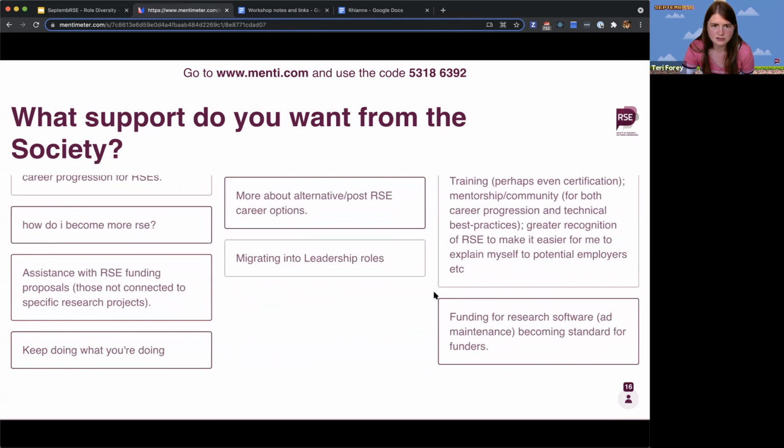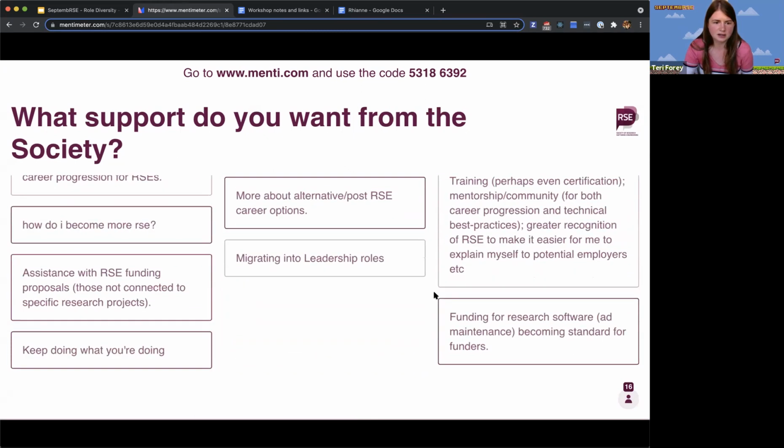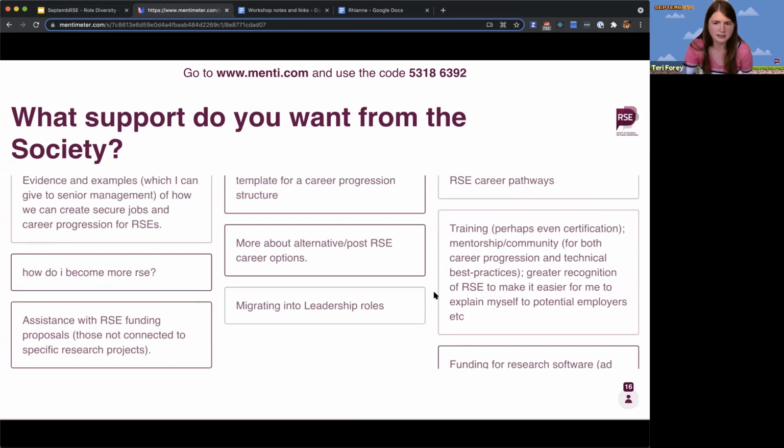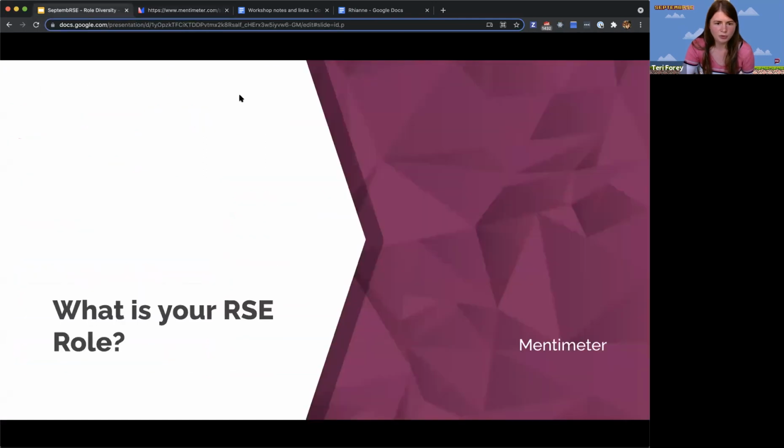Anything else? This is the end of it, by the way. So I think what I'll do is I'll just leave this slide open, so if anybody else wants to put anything in, they can do. But at this point, we'll sort of come back to this. So what we're going to do next is, well, first of all, we're going to have a short break.